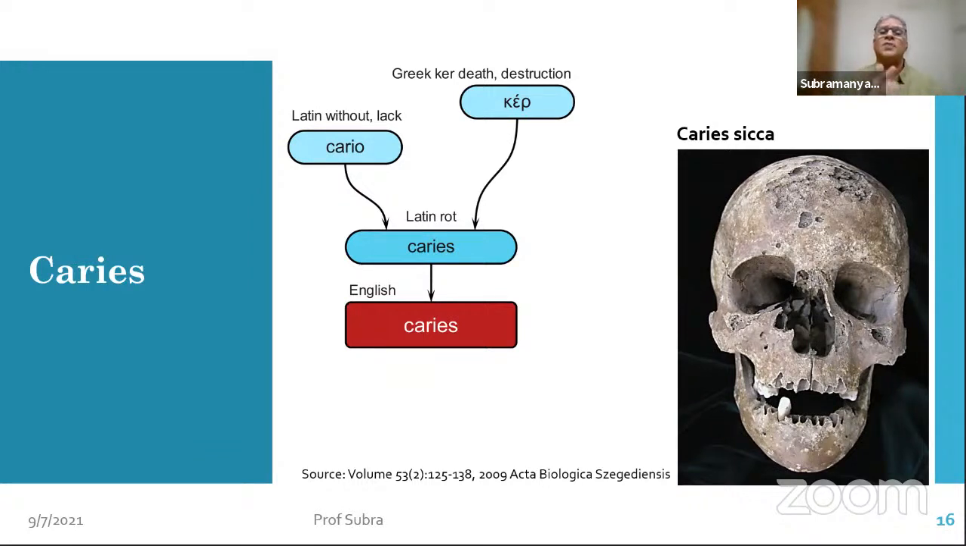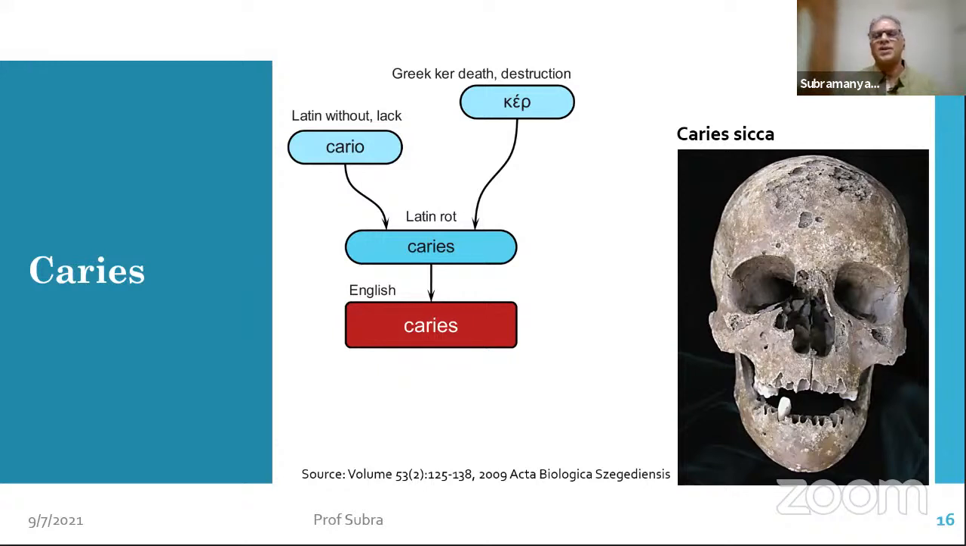So the word caries means rotten, and the Latin word cario means lacking something. So when you see the origin, it probably means the tooth is deficient. The word cario also means deficient. That's why the word caries is used: deficient in something and therefore rotting. That is how the English word caries spawned.